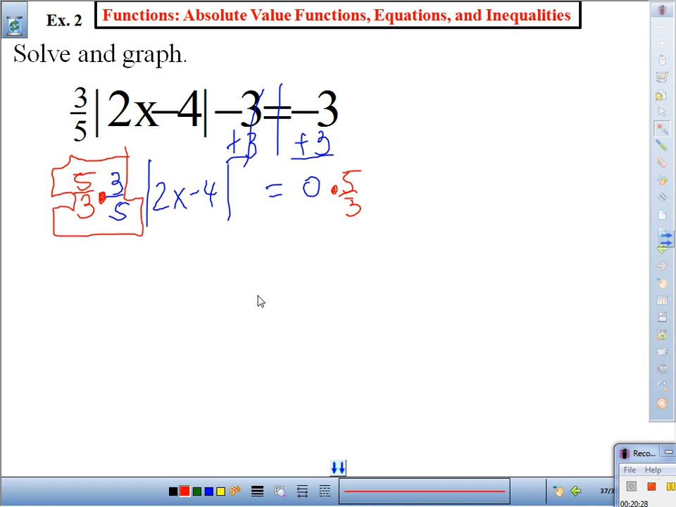There it is. So we're left with the absolute value of 2x minus 4 equals still 0. Is there anything outside the absolute value on that side? So at this point, we would make two equations, one positive, one negative. But in this case, we have a 0. So you know what we need to do.